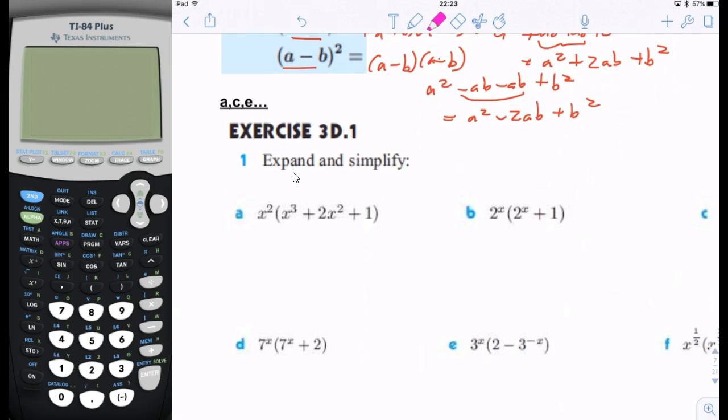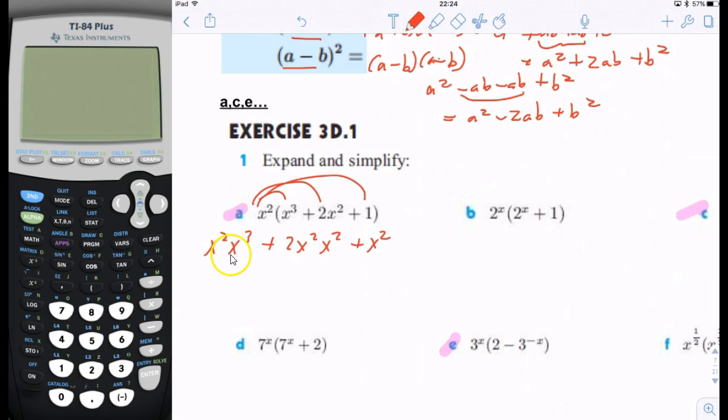Now I'm going to do ACE. So I'm going to expand this. The way I expand it is I use distributive property. I'm going to multiply x squared times x cubed. I'm going to multiply x squared times x squared. And then finally I'm going to multiply x squared times x squared.